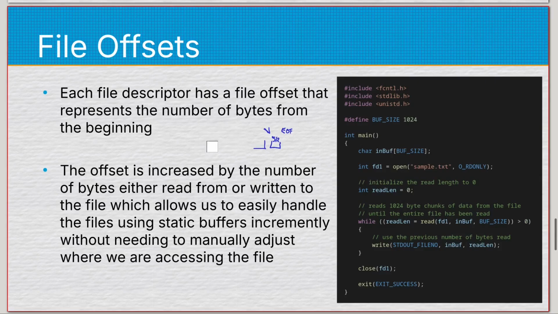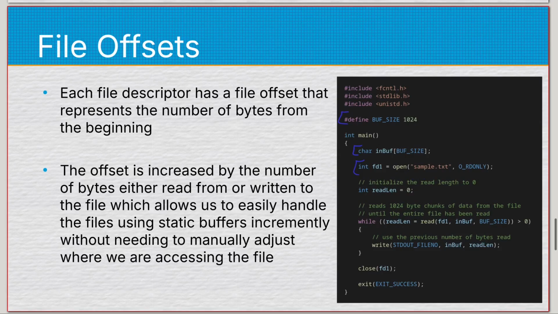You don't have to actually manually do that, which is really, really nice if you need to read large files or write large amounts of data. So in this case, I have again my 1024 buffer size. I have an end buffer of that same buffer size. I'm going to open sample.txt in read-only mode.